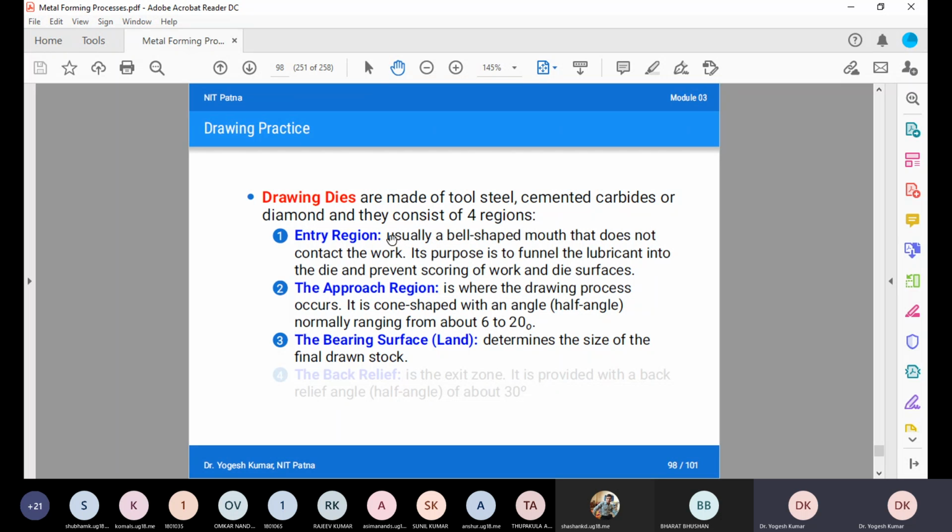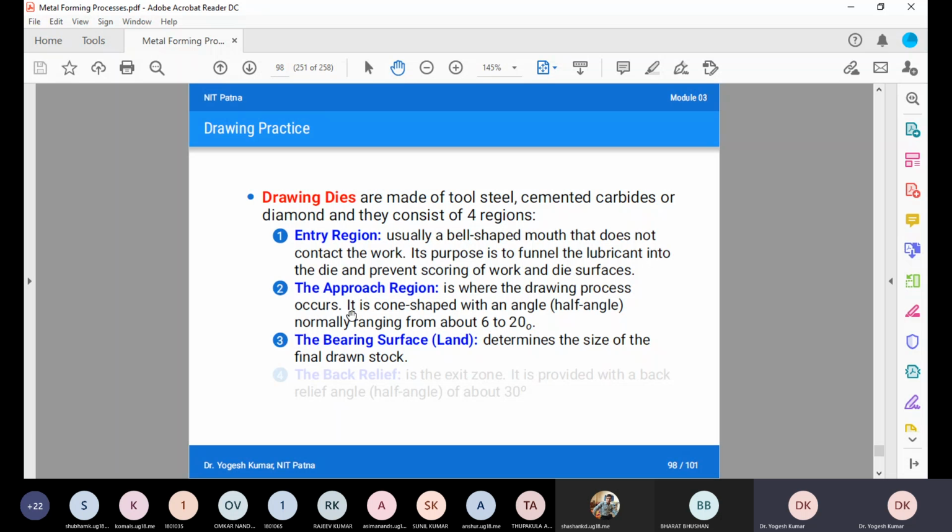First region is the entry region, which is usually a bell shaped mouth that does not contact the work. Its purpose is to funnel the lubricant into the die and prevent scoring of the work and die surfaces. Then we have the second region, the die approach region. It is the region where the drawing process occurs. Here the actual contact between the die and your wire happens in the approach zone. This is the actual zone where deformation is taking place.